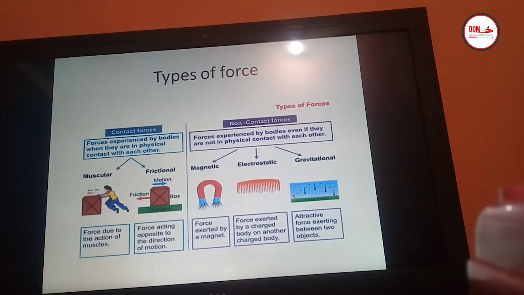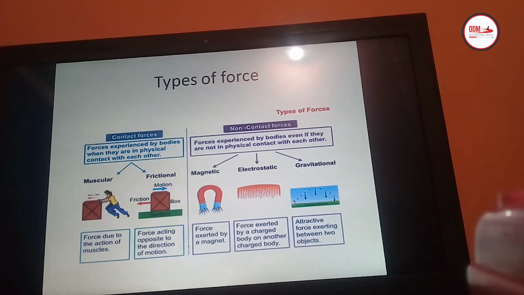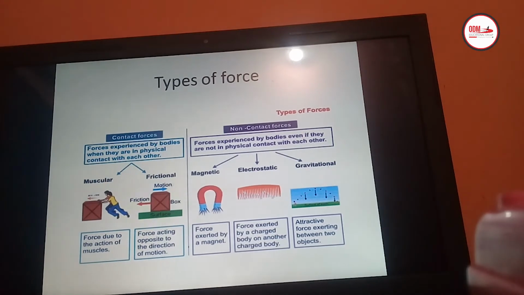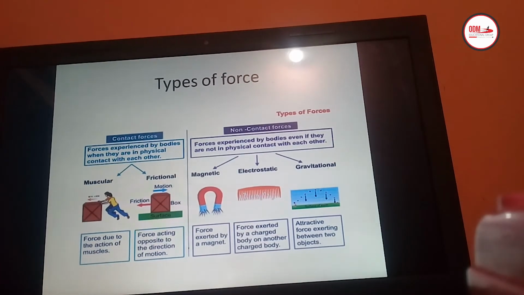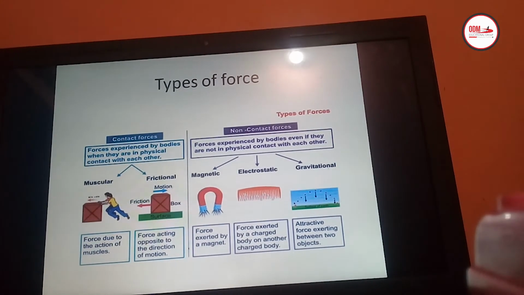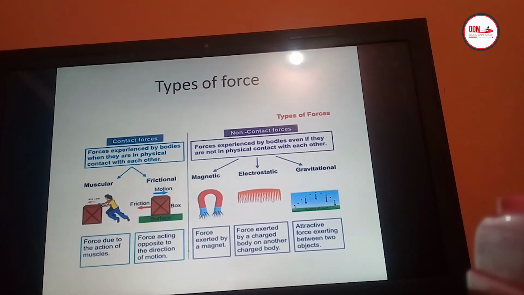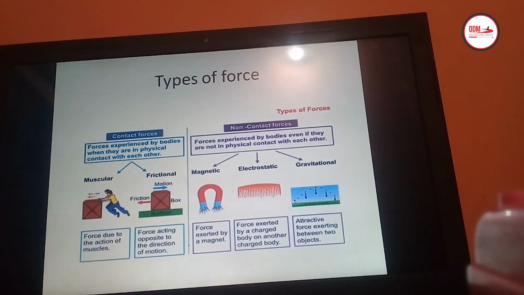Similarly, the other type of force is non-contact force. The forces experienced by bodies even if they are not in physical contact with each other are called non-contact forces. So children, there are 3 examples of non-contact forces given here. One is magnetic force, one is electrostatic force and another is gravitational force. Magnetic force is the force exerted by a magnet. Similarly, the force exerted by a charged body on another charged body is called electrostatic force, and gravitational force is the attractive force between any 2 objects or any 2 masses.